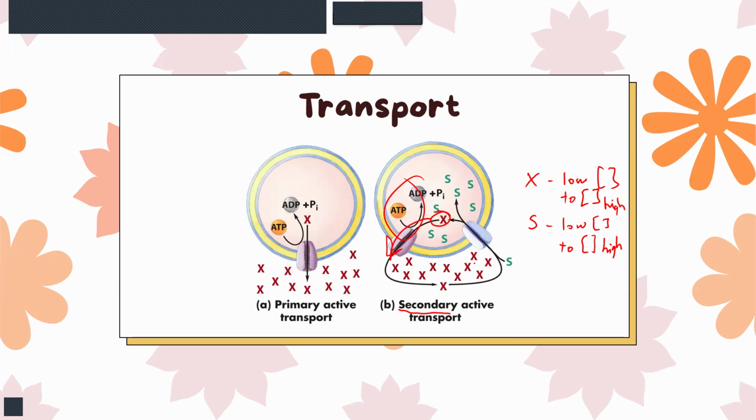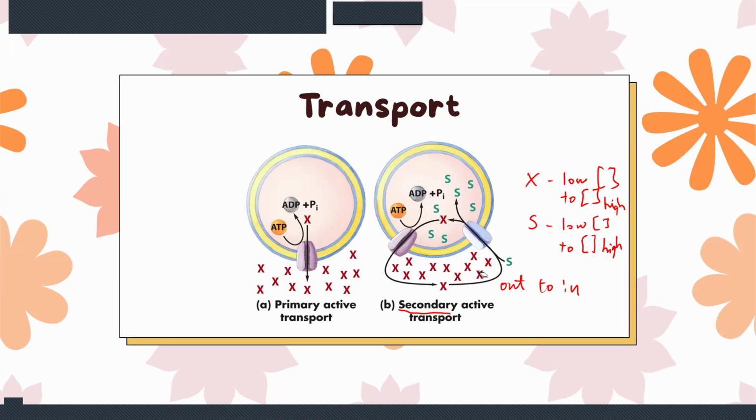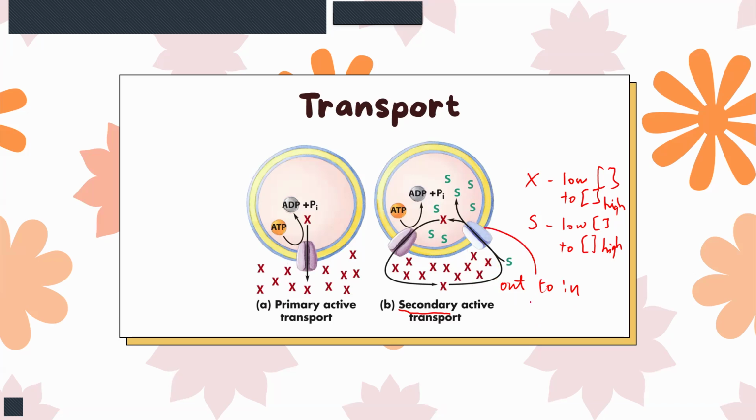S, by comparison, this protein right here moves S across the gradient. It does not use ATP hydrolysis. Instead, let's look at X's movement from out to in. X is now favorable. Moving from the outside to the inside is favorable, and it's basically going to bring S along for the ride. So this is what is known as a symporter.